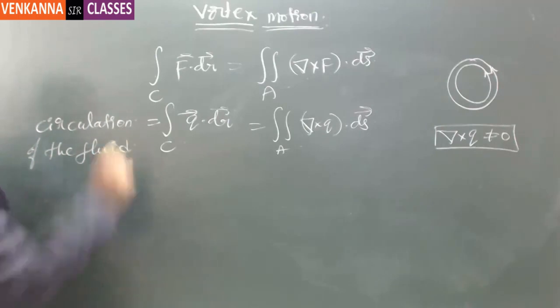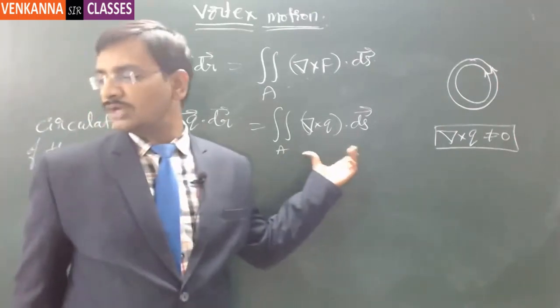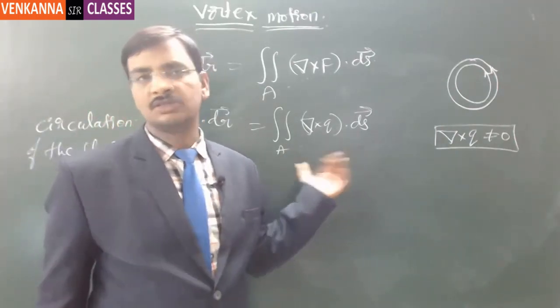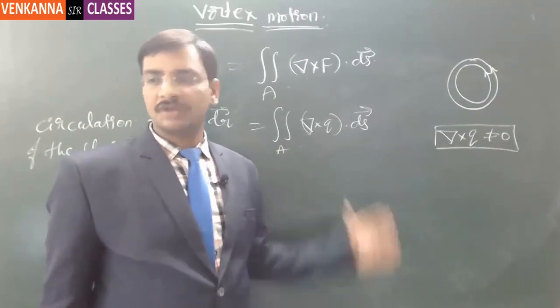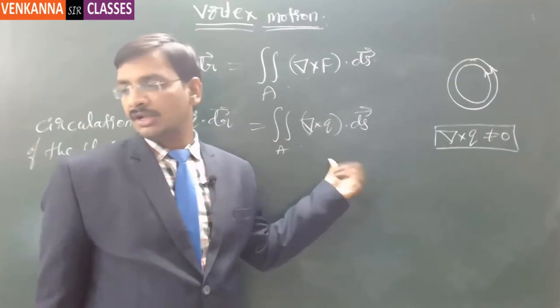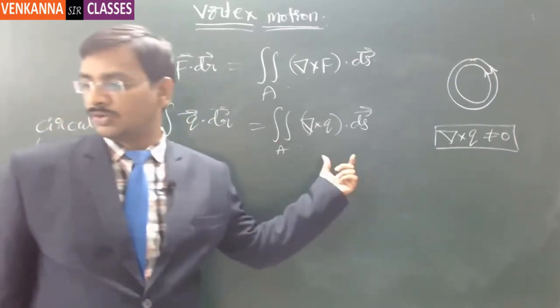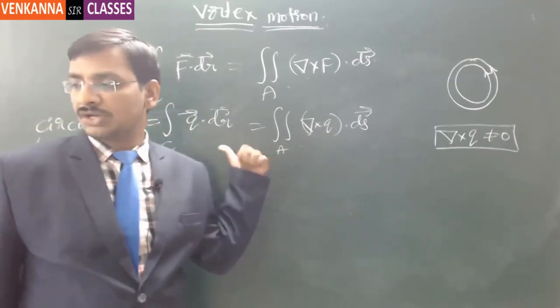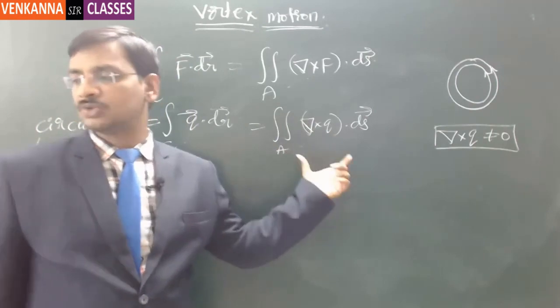So ideally, if del cross q is equal to 0, there won't be any circulation. That's exactly the reason why the fluid will go in a linear motion, and that's what we call the potential flow, because there is a potential difference. Now here in this case, del cross q is no more 0. Hence the circulation can be found with the help of Stokes theorem.